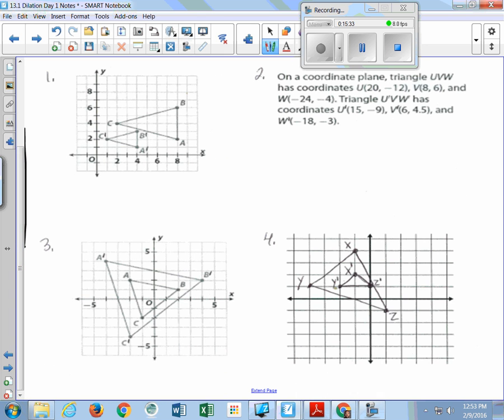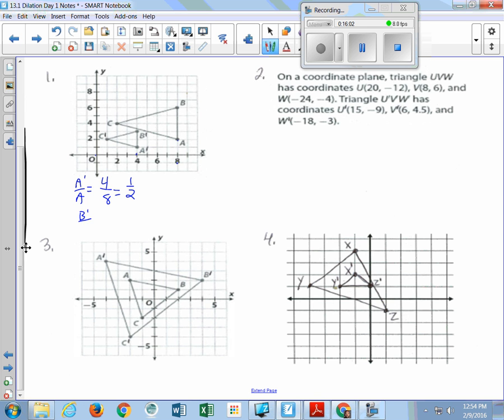So I'm going to do A prime over A. And I only have to do one of them. So A, I've got A prime, I can use the X or the Y. I'm just going to use the X. A prime is at 4. Original A is at 8. That reduces to 1/2, or 0.5.